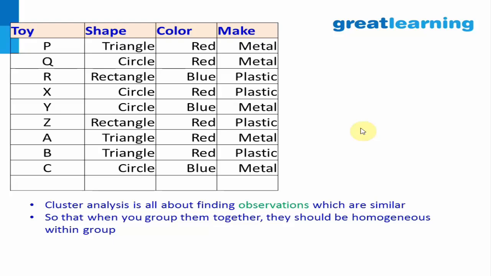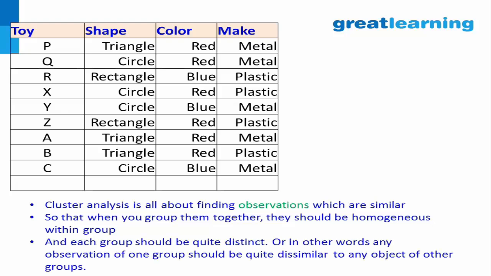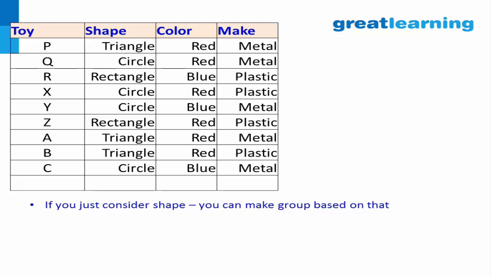Now, what is the whole idea? The idea is that when you group them together, the groups should be homogeneous within the group. What does it mean? That each object in the group should be similar to each other, and the groups should be quite distinct. So each group should appear distinct from the other group. Or in other words, any object of one group should be quite dissimilar to any object of the other group.